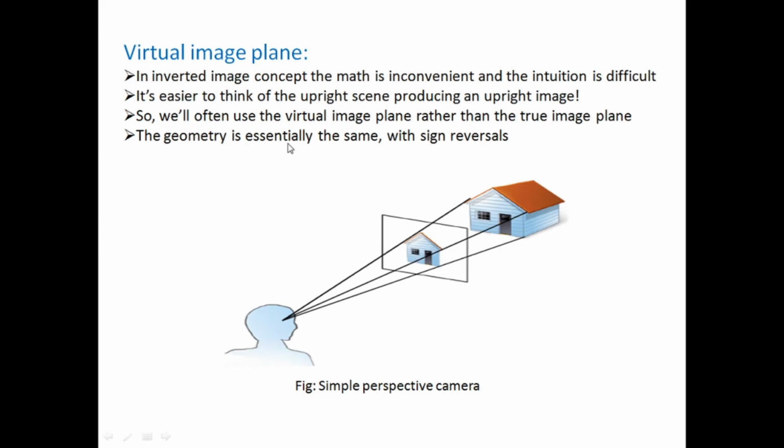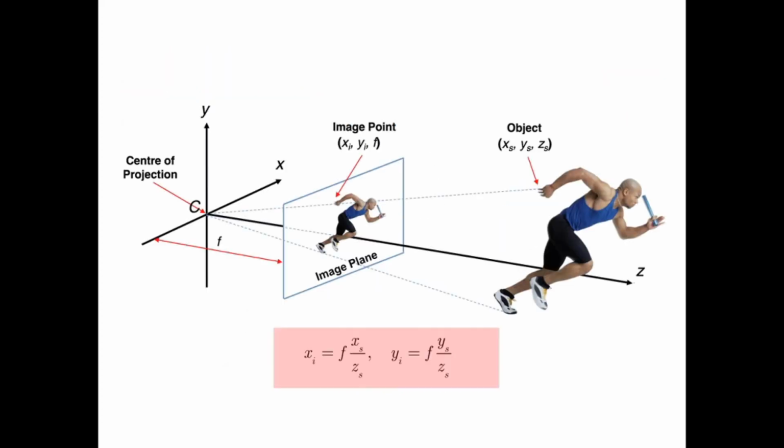Now the geometry is essentially the same as in the case of a pinhole camera. All the constraints and geometries, like similar triangles, are the same. Only the sign will become reversed. How the sign becomes reversed, I will explain to you.